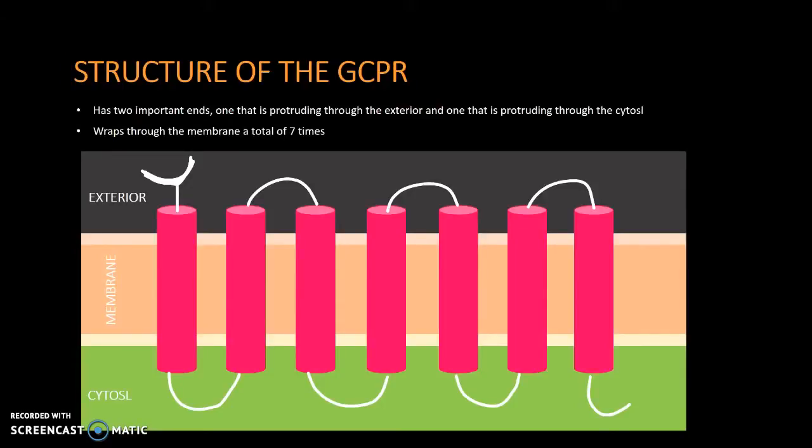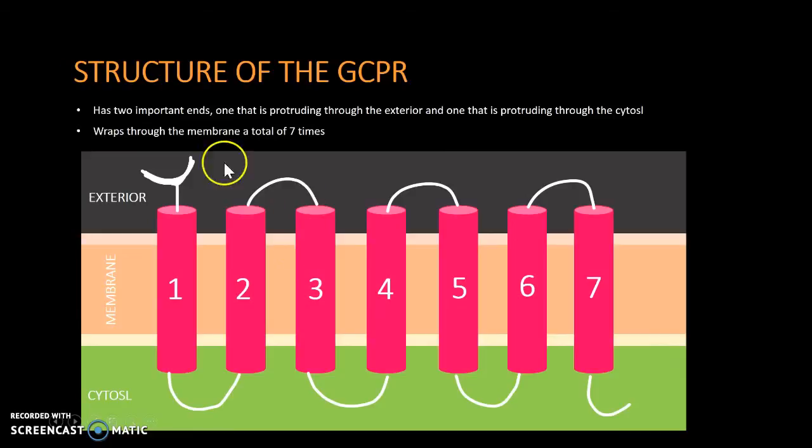First, let's talk about the structure of the GPCR. It has two ends. You can see here, this one is exterior, so it's outside of the cell, and then we have one here inside the cell in the cytosol. What's important is that it wraps in and out of the membrane, and it's going to do this 7 times. So we have 1, 2, 3, 4, 5, 6, 7. So in and out 7 times. Those tubes are just to emphasize that it's going through 7 times. It's not what the actual structure is, it's just for a visual, to give you an idea.